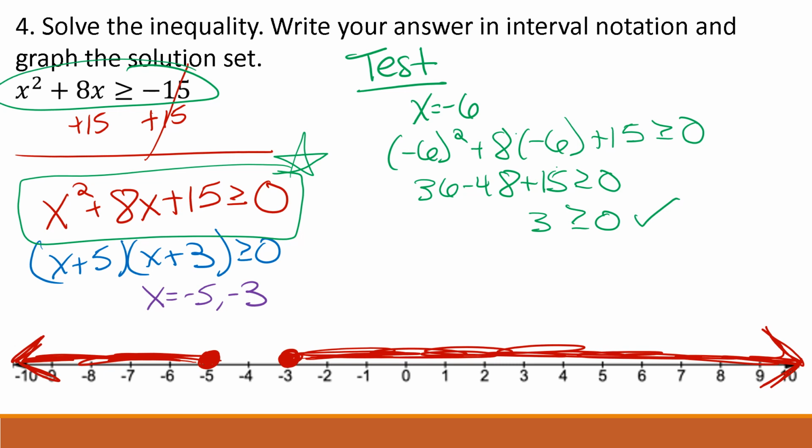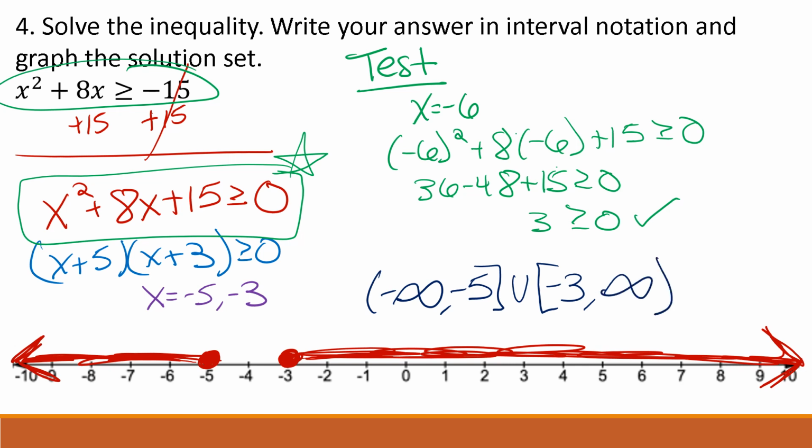All right, and then for our interval notation, the left part is coming from negative infinity up until negative 5. Bracket or parentheses around negative 5? Bracket, because we're equal to, we've got a closed circle. Union, because we're jumping to our next one. Again, another closed circle around negative 3. This is a closed circle, so we include it in our solution. And then that goes off to positive infinity forever.